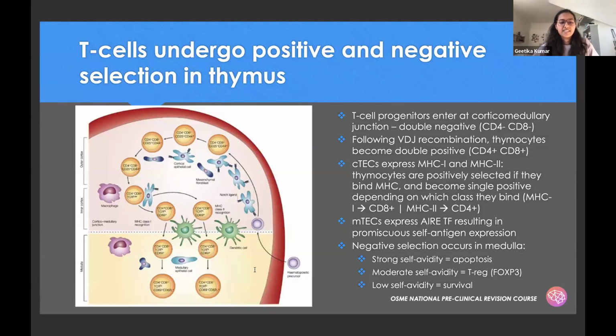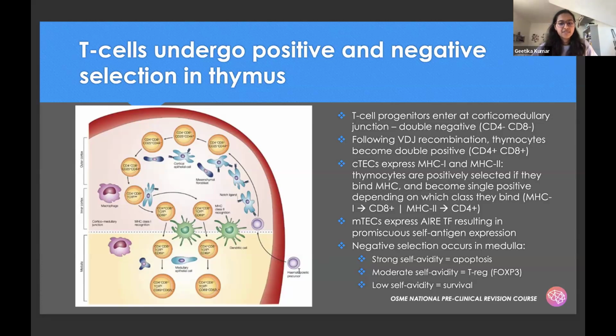And so these are presented to the developing thymocytes by dendritic cells that are resident in the thymus. Here, depending on the strength of the interaction between the TCR and the self-peptide MHC complex, the thymocyte will have different fates. If there's strong self-reactivity, then the cell will undergo apoptosis. So that's a form of negative selection.